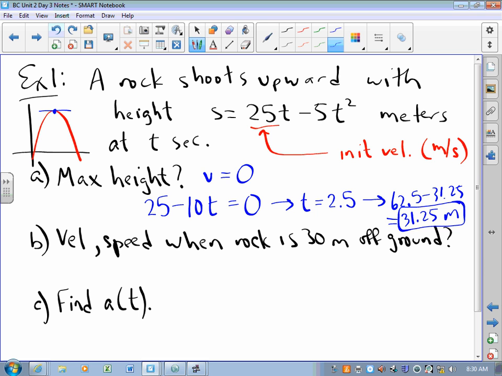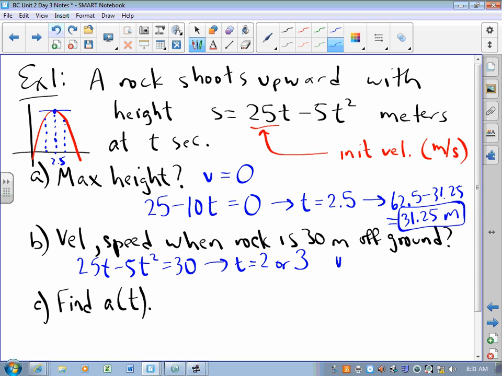Then, looking for velocity and speed when the rock is 30 meters off the ground. Well, when the rock is 30 meters off the ground, you can solve that quadratic equation and figure out that t is 2 or 3 when that happens. That almost makes sense. If this is happening at 2.5, then on either side of that, equally spaced, have to be the places when the rock is 30 meters off the ground.